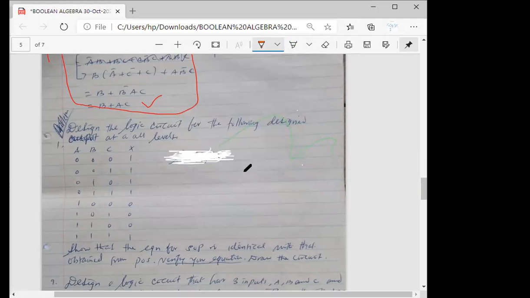So are we able to design the equation at all levels? You're given A, B, C, then the output is given as X. This is output. So how do we design now?